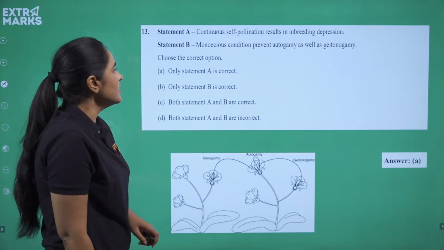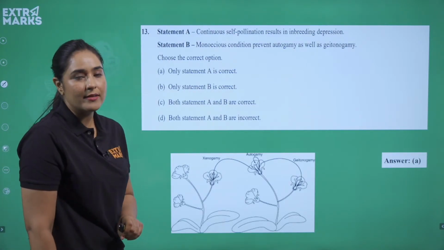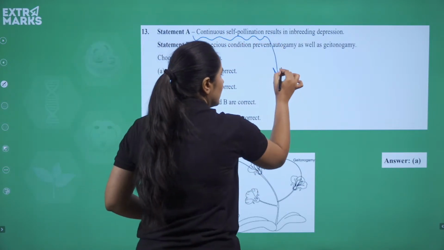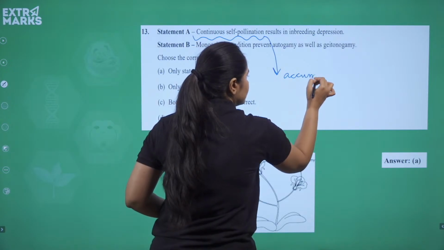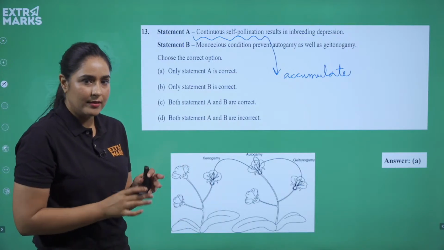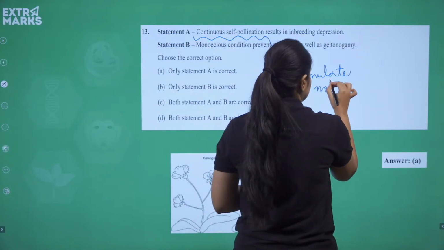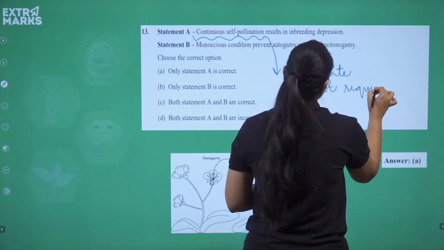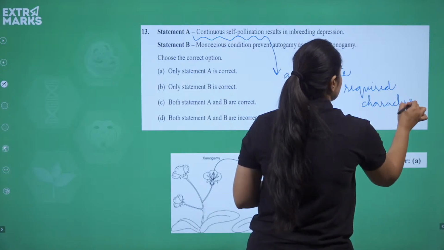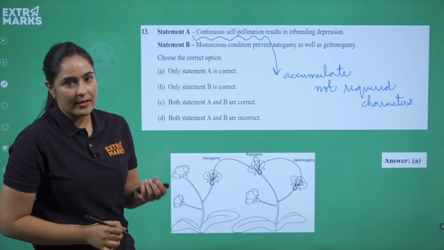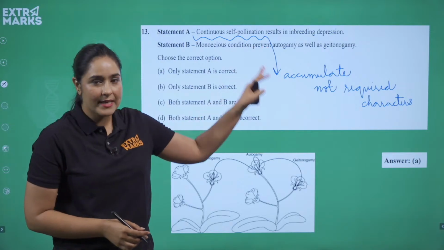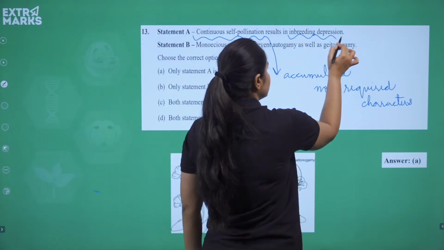Another question, continuous self-pollination results in inbreeding depression. So we are having continuous self-pollination. So obviously it will also accumulate not required or not desired characteristics. Not very useful characteristics will be accumulated with the help of this continuous self-pollination. So we can say it leads to inbreeding depression. This statement is correct here.